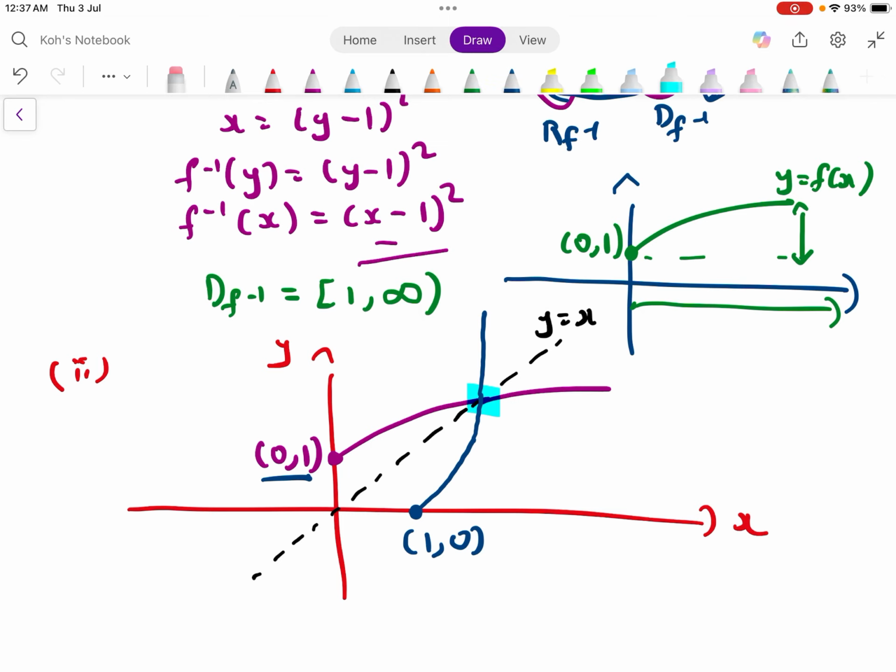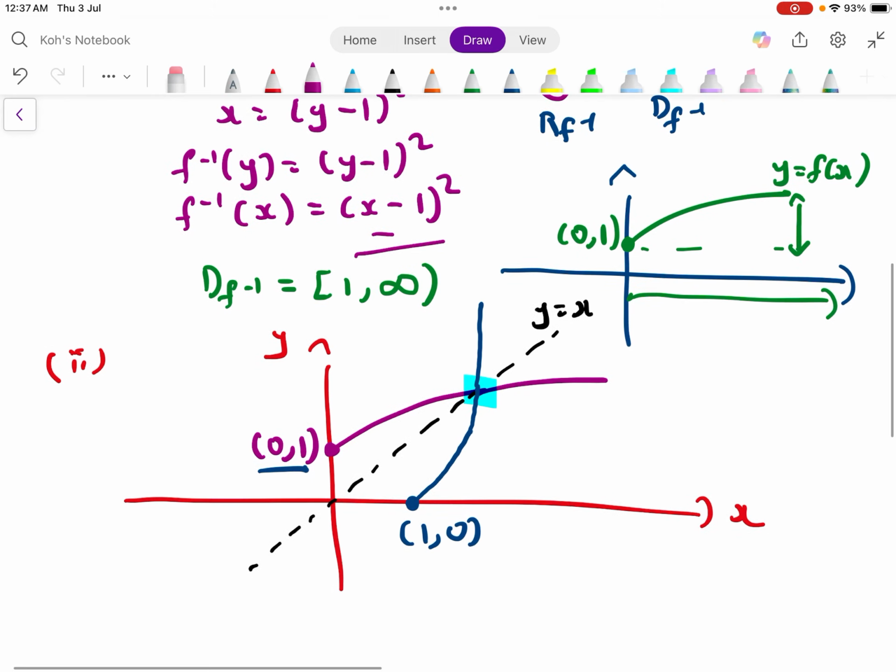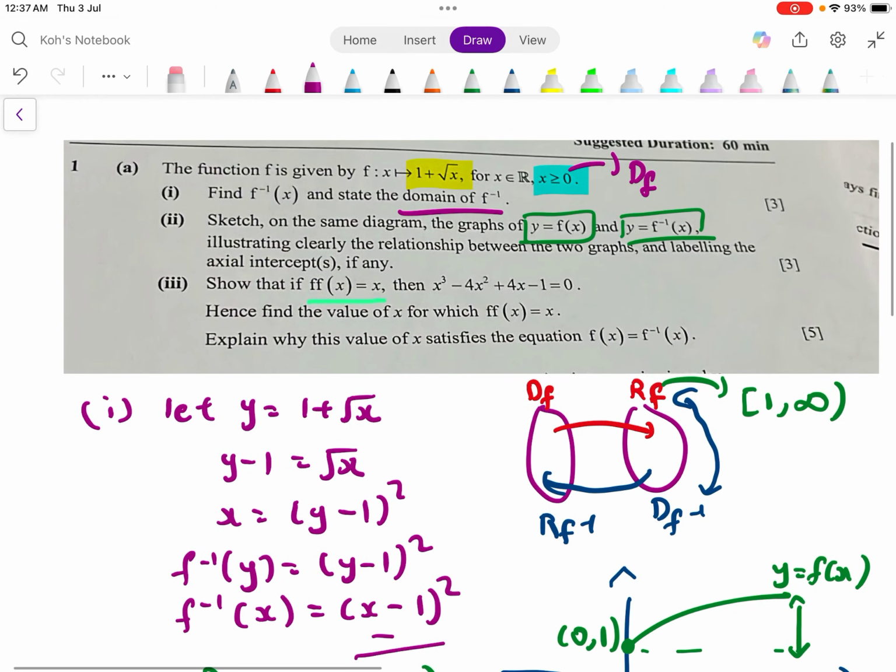If you find the intersection, how to find the intersection? You can use the GC. Straight away you can get the x value to be 2.62. So at this part, the x coordinate is 2.62, give or take. Yeah, because we will need it for the later part. Okay, so that's for part 2.